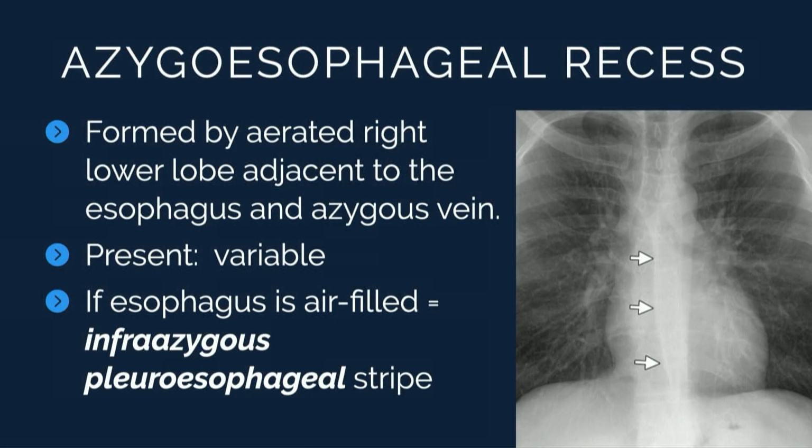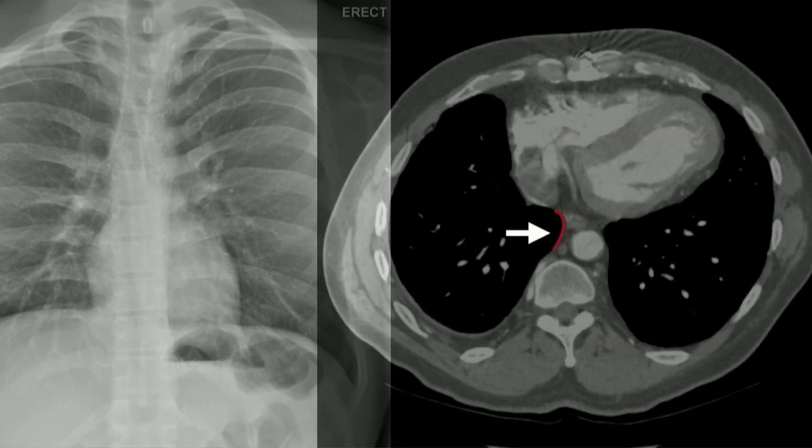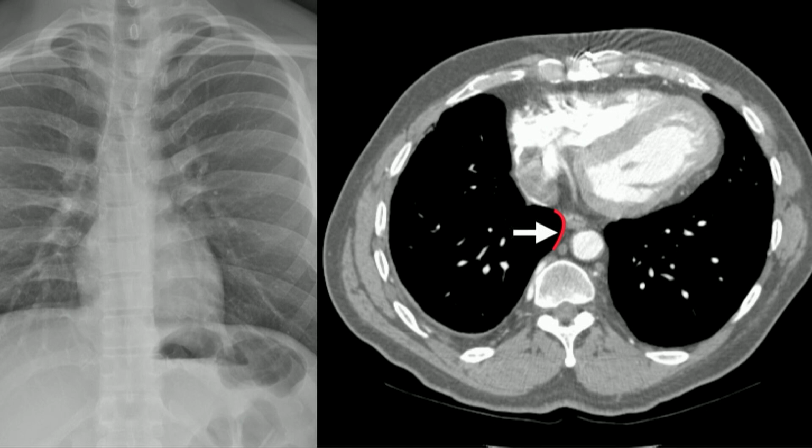Let's talk about the azygoesophageal recess as I think our last interface. So this is due to aerated lung on the right, as well as air in the esophagus. And we don't always see it, but if we suspect that there's pathology there, having comparisons is very, very helpful because we may not always see it. This is where the azygoesophageal recess is located. This is what it looks like on CT.